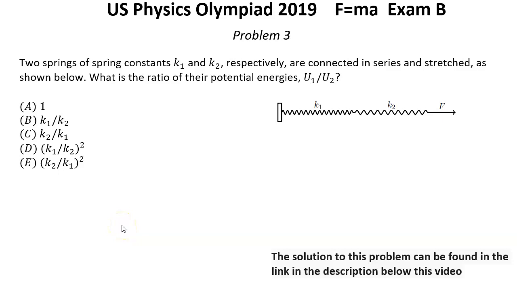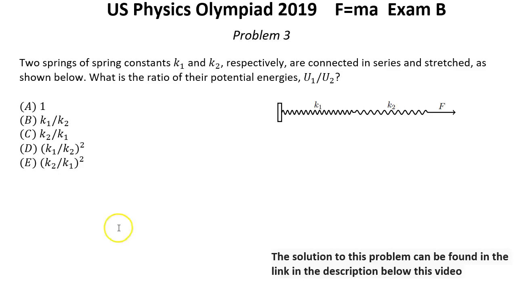Problem number 3. Two springs of spring constants K1 and K2 respectively are connected in series and stretched as shown below. What is the ratio of their potential energies, U1 over U2? Solution for problem number 3.